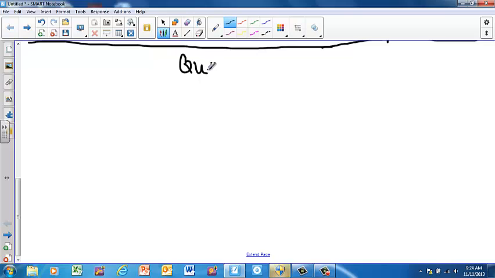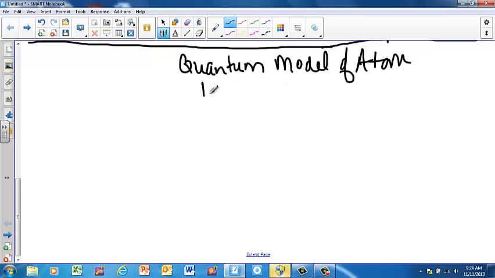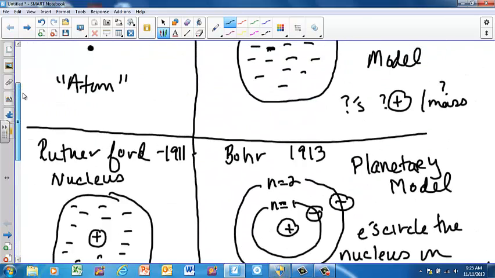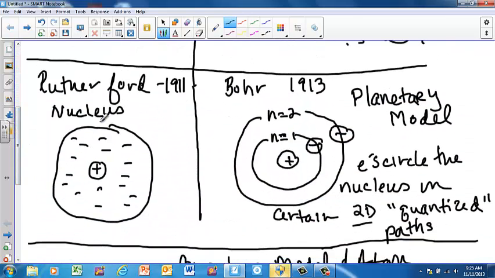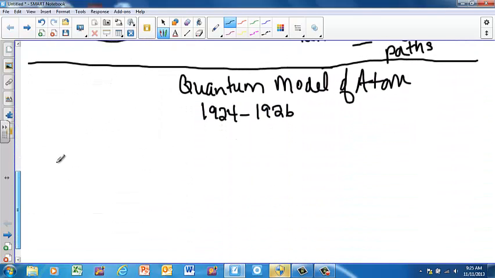And this is where things get a little fuzzy. And so we're going to write down the basics of what we have to know about the quantum model of the atom. And for the dates, you want to put 1924 through 1926. So it was a lot of exciting things that were going on in chemistry and physics at this point. The thing to remember is that all of these guys led to it: Democritus coined atom, Thomson found the electron, Rutherford found the nucleus, Bohr came up with quantized paths.